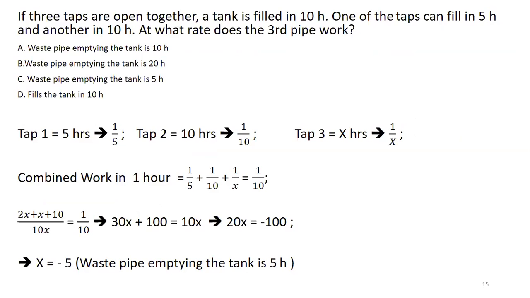Now, if 3 taps are open together, a tank is filled in 10 hours. One of the taps can fill in 5 hours and another in 10 hours. At what rate does the third pipe work? By reading this question itself, we have to understand that one pipe fills the tank in 10 hours, another pipe fills the tank in 5 hours. Now, if all are open together, it is taking 10 hours. That means the third pipe is surely a negative pipe or a leakage pipe.